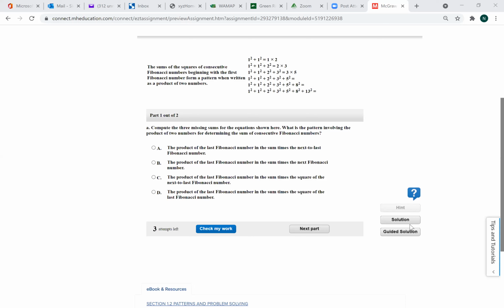So, you know what? It's going to be 5 times 8. So it's going to be 5 times 8, yes, which is 40. And so if that one's 5 times 8, what's the next one going to be? Again, looking at the numbers, it's going to be 8 times the next number, which would probably be 13.